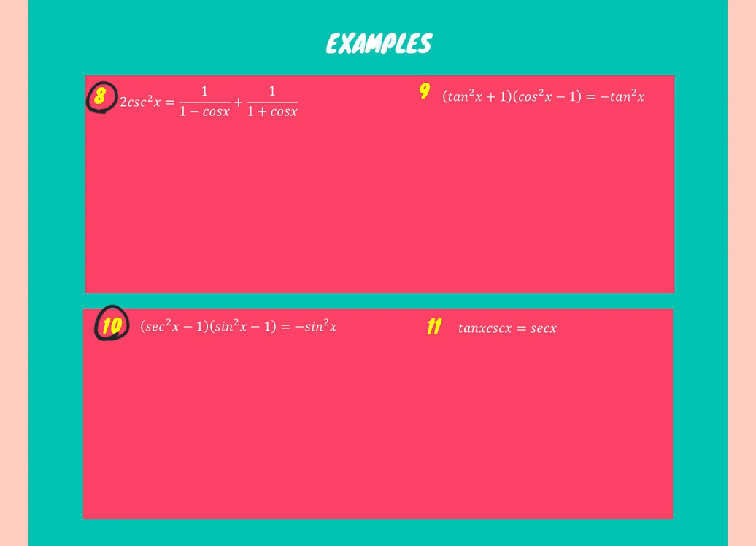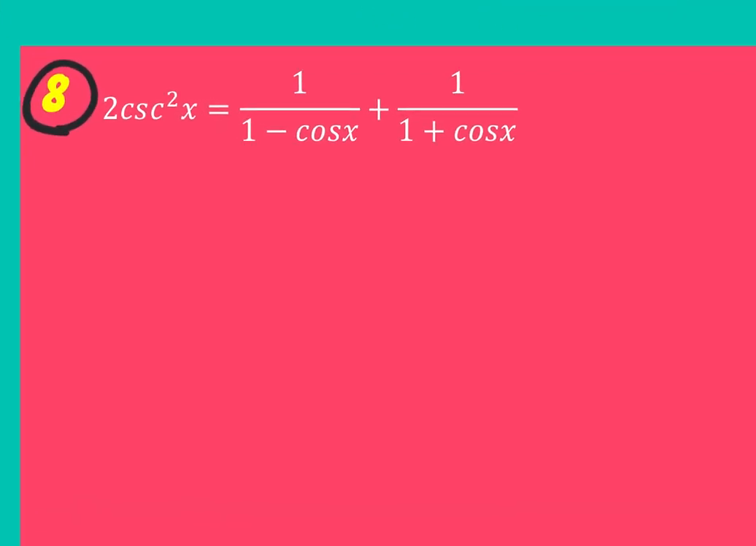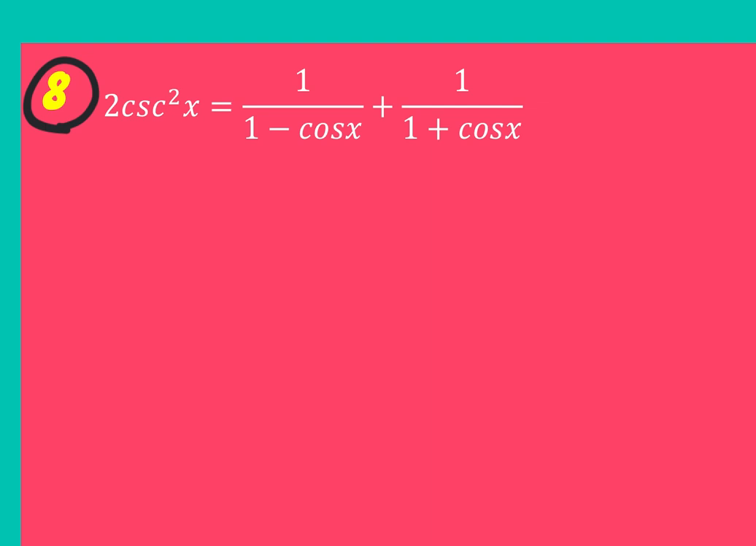Number 8 was one that we skipped. If I look at this one, the left side is definitely less complicated than the right. If I were to try to combine the right-hand side into one fraction, I'd have to give it a common denominator. The least common denominator here would be the combination of the two, so 1 plus cosine x and 1 minus cosine x, which means we're going to multiply each by the opposite's denominator.